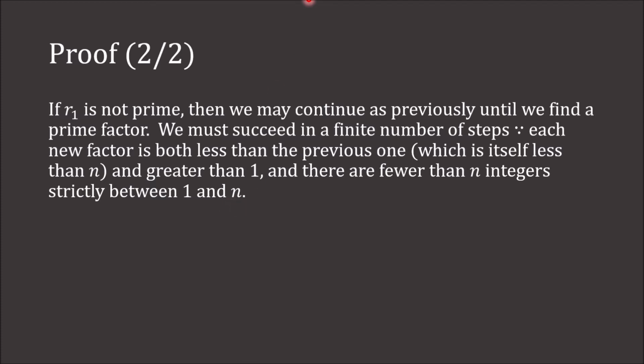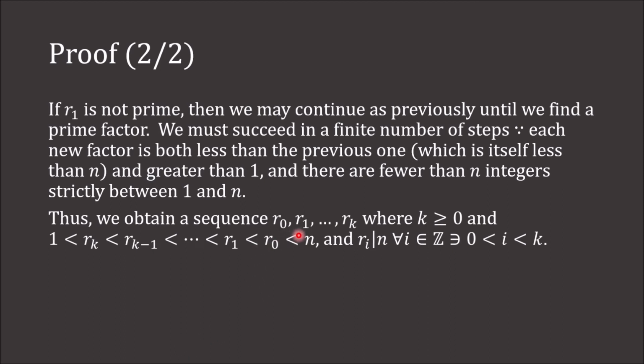So what we've done is we obtained a sequence, R0, R1 up to Rk, where k is some integer greater than or equal to 0, and 1 is less than Rk, which is less than Rk minus 1, and so on, less than R1, less than R0, less than n, right? So it's a decreasing, or I'm sorry, in this case the way it's written, it's an increasing sequence. So Rk would be the smallest integer, R0 would be the greatest integer, and all of them must lie strictly between 1 and n.